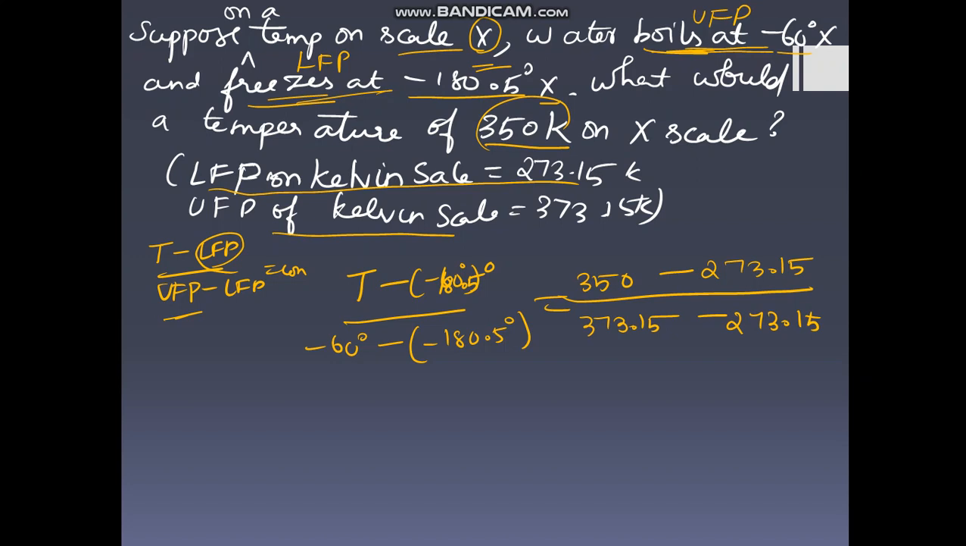If you solve, I don't have sufficient time, so I am just writing the answer. The temperature comes out to be minus 87.9 degrees. So 350 Kelvin is equal to minus 87.9 degrees on the X scale.